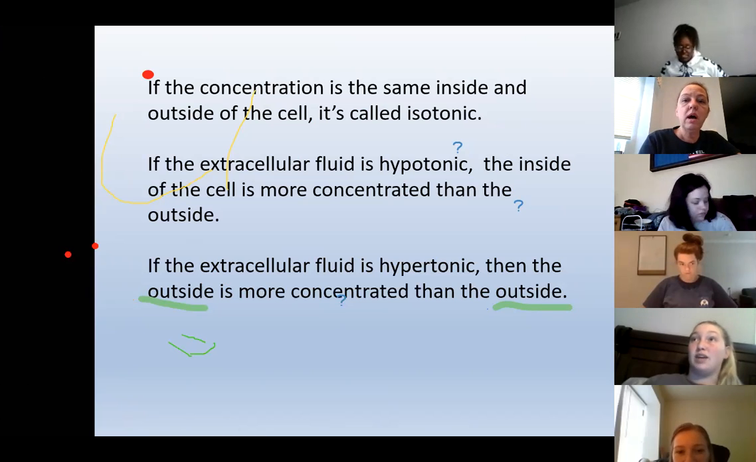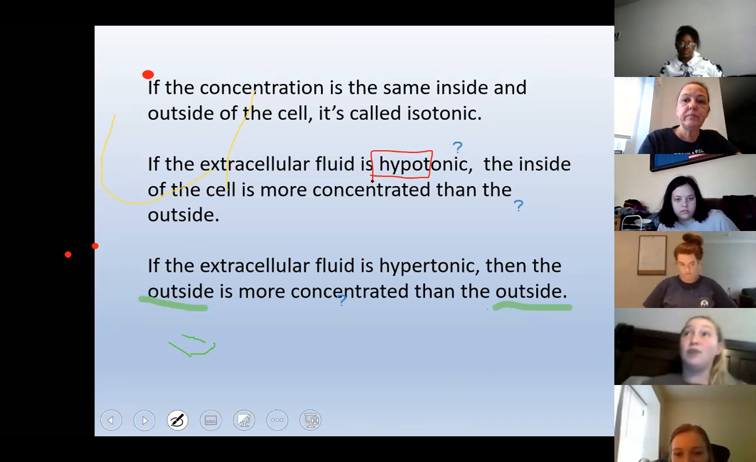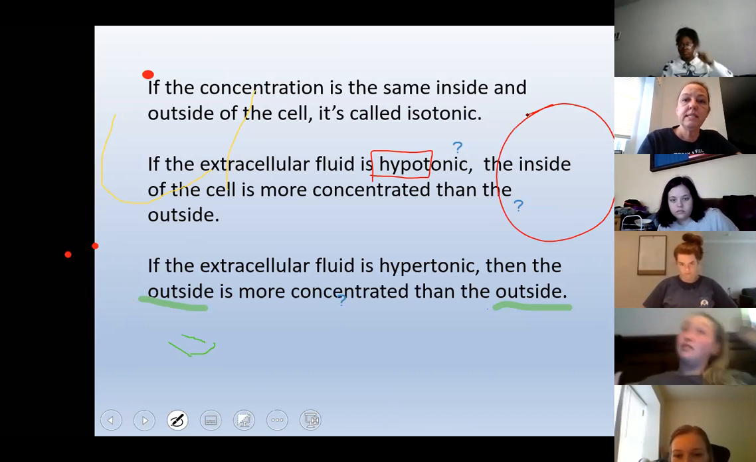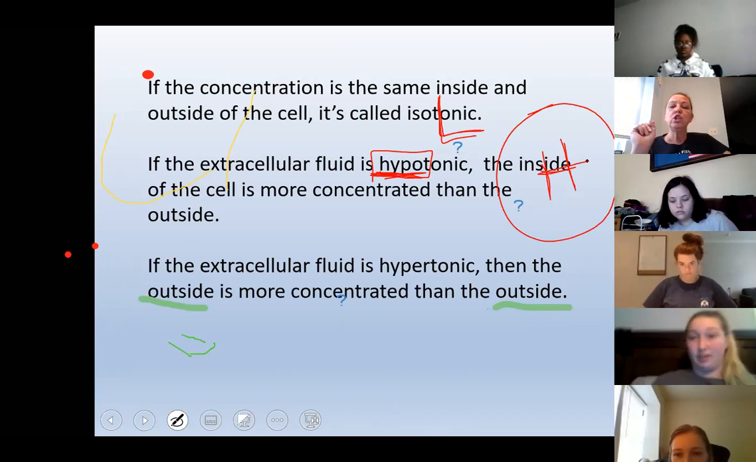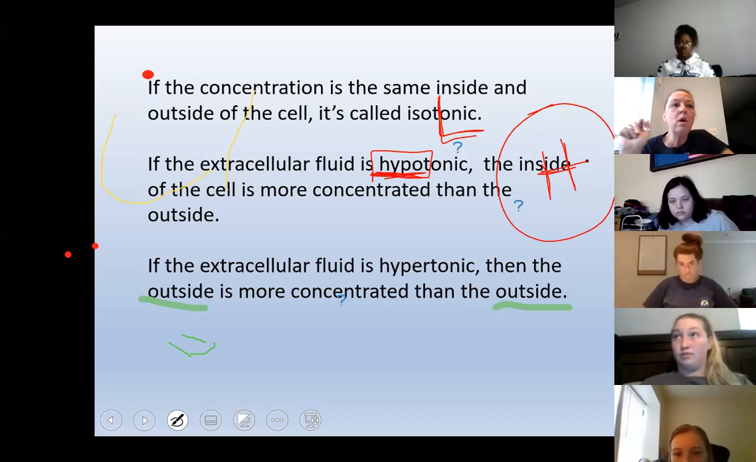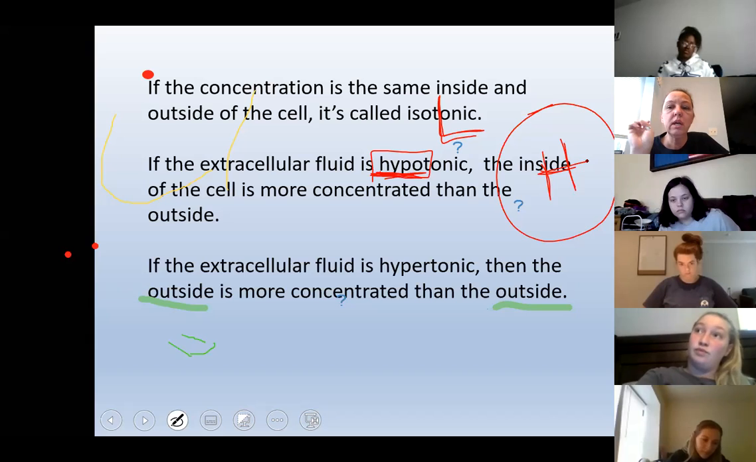All right, so hypotonic. Here's my cell. We know that this is referring to the outside. So I have low concentration here, high concentration here. Show me how the fluid will move to dilute the concentration.